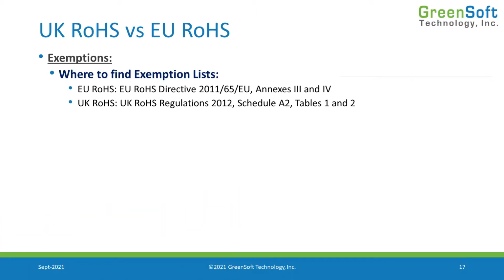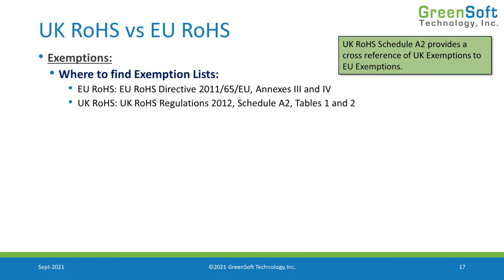When it comes to UK RoHS, you need to reference Schedule A2, Tables 1 and 2 in the UK RoHS regulations. But because there's no consolidated text, you're going to have to go find that in the actual amendment that applied it. And I will give you that link as well. Now, that's cool because that list actually has the mapping or a cross-reference of the UK exemptions to the EU exemptions. Now, these exemption tables versus annexes are structured completely different.